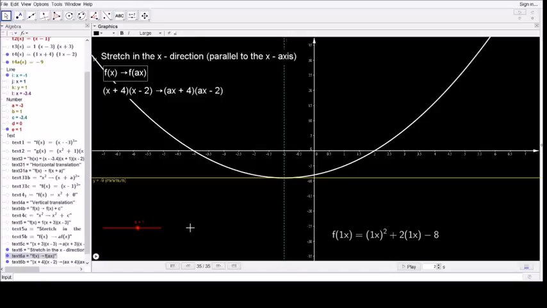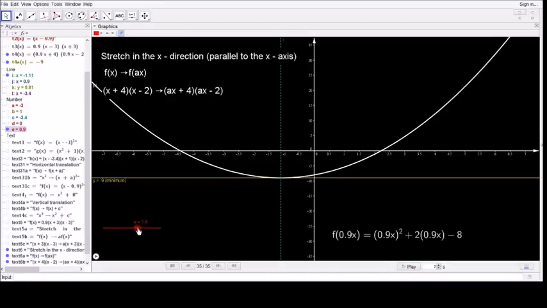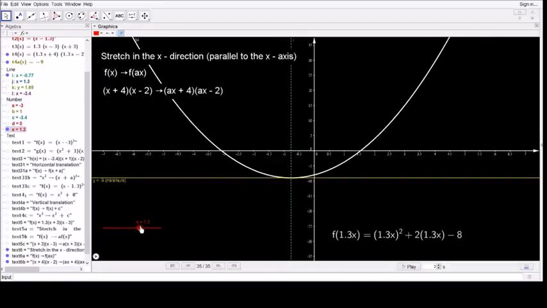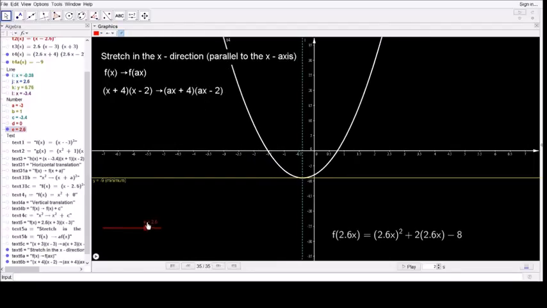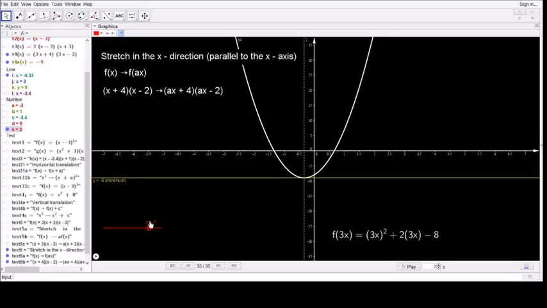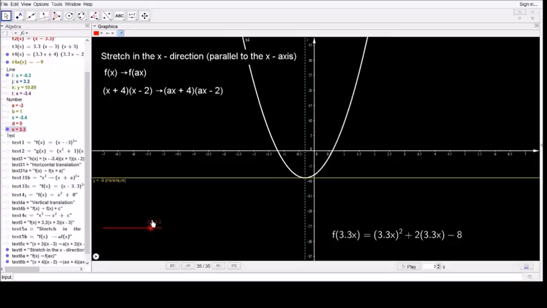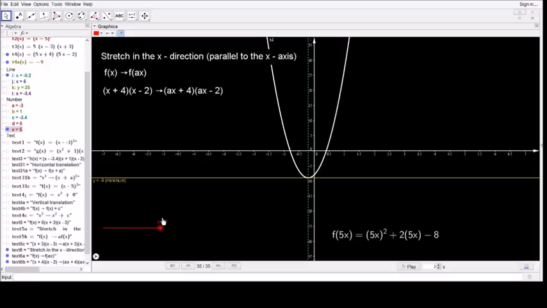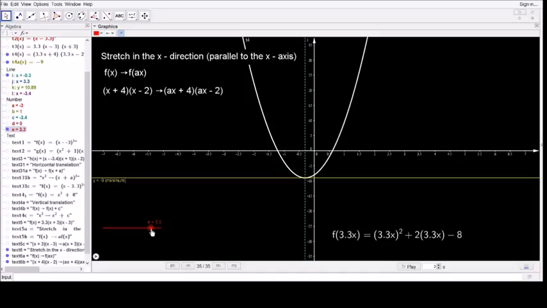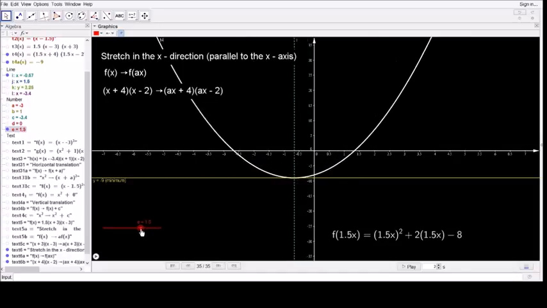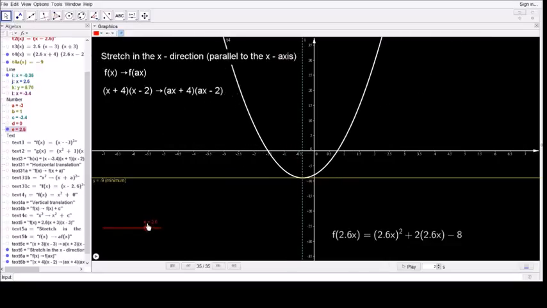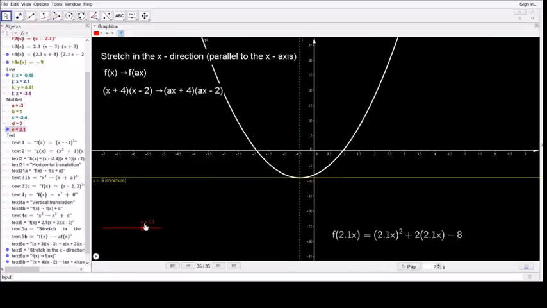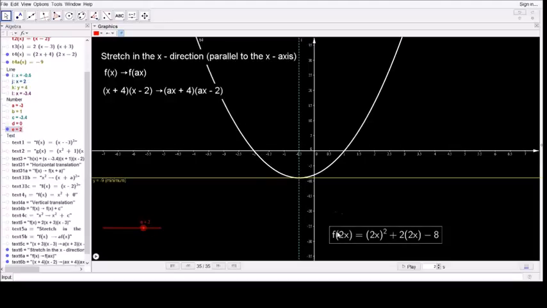So let's have a look at what happens when we change the value of a. So you can see the shape of the curve is changing. As a becomes more positive, the curve bends more. It's also important to note that the location of the axis of symmetry is changing, and the roots are changing as well. Here we have f of 2x.